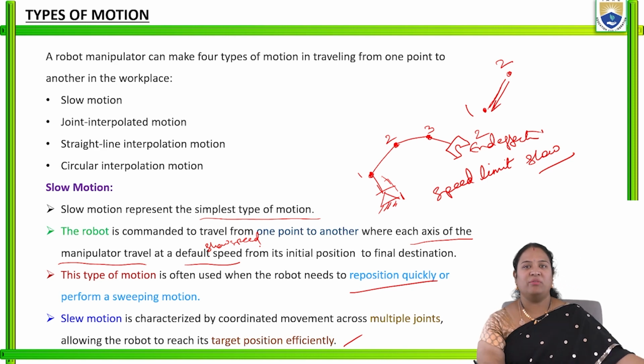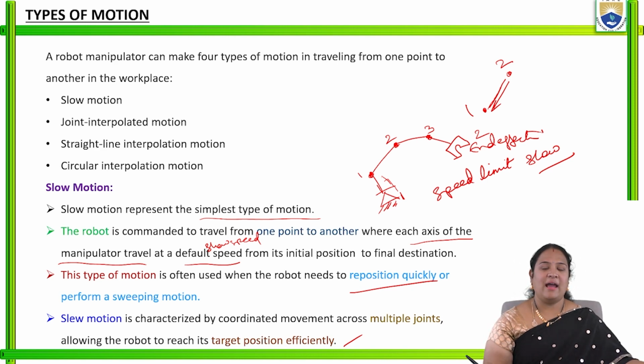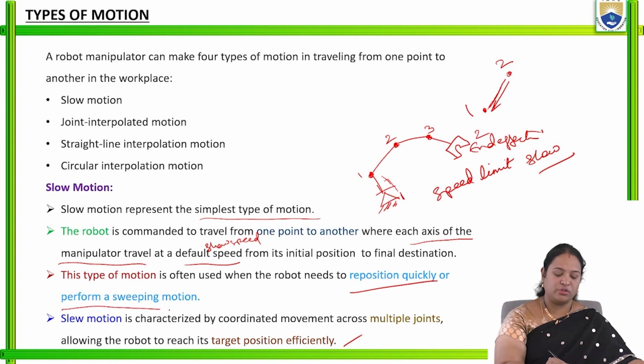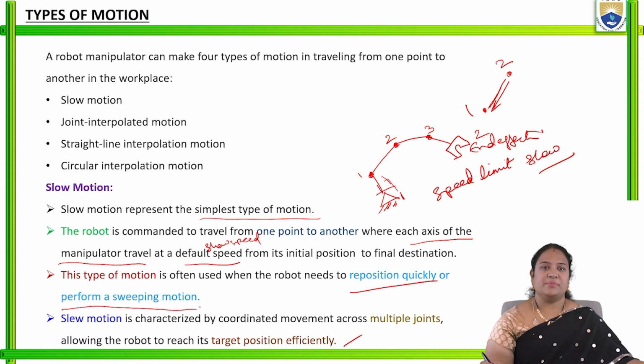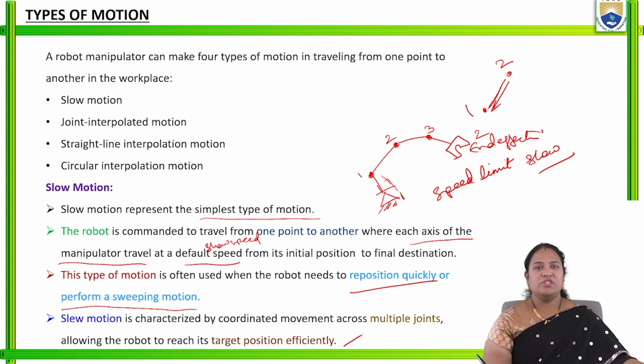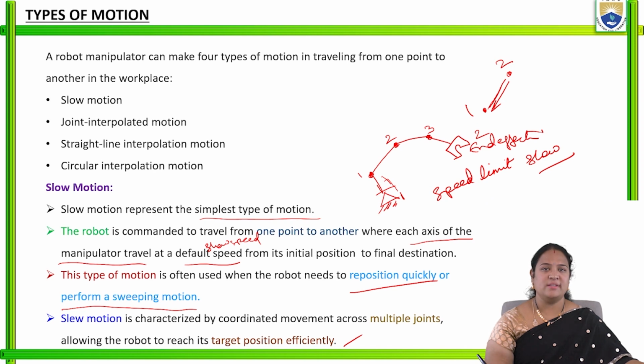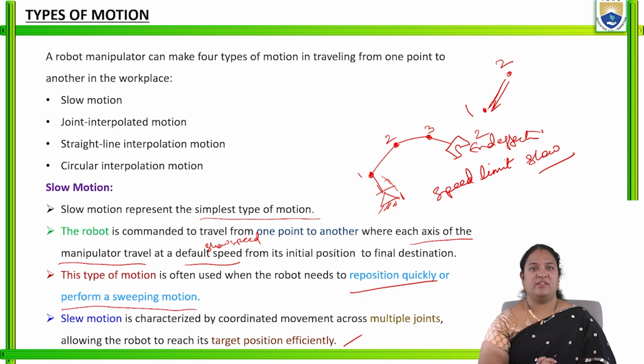Each axis of the manipulator will be traveling at a slower speed from the initial position to the final destination. This type of motion is often used when the robot needs to reach its original position quickly, or to perform a sweep motion. The slow motion is characterized by coordinated movement of multiple joints, allowing the robot to reach its target position more efficiently, right?